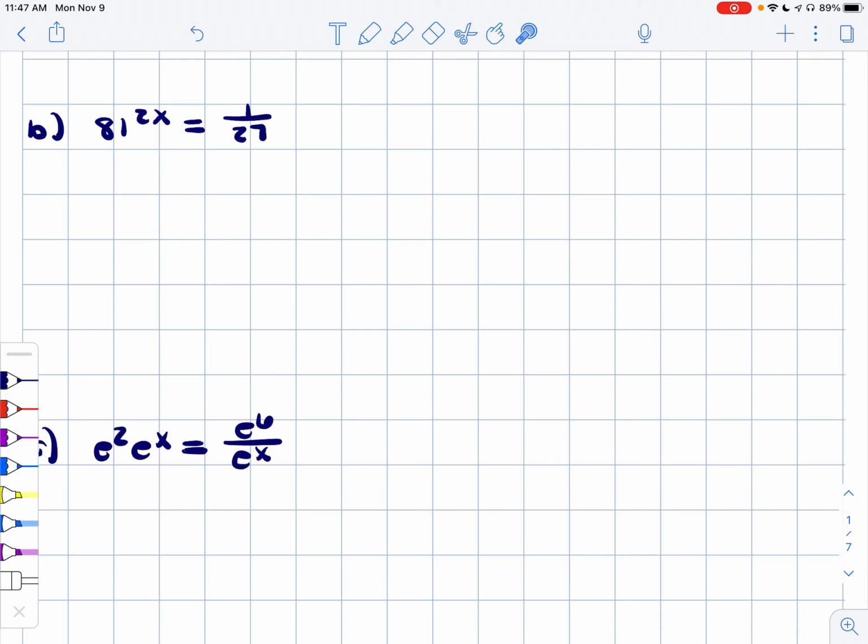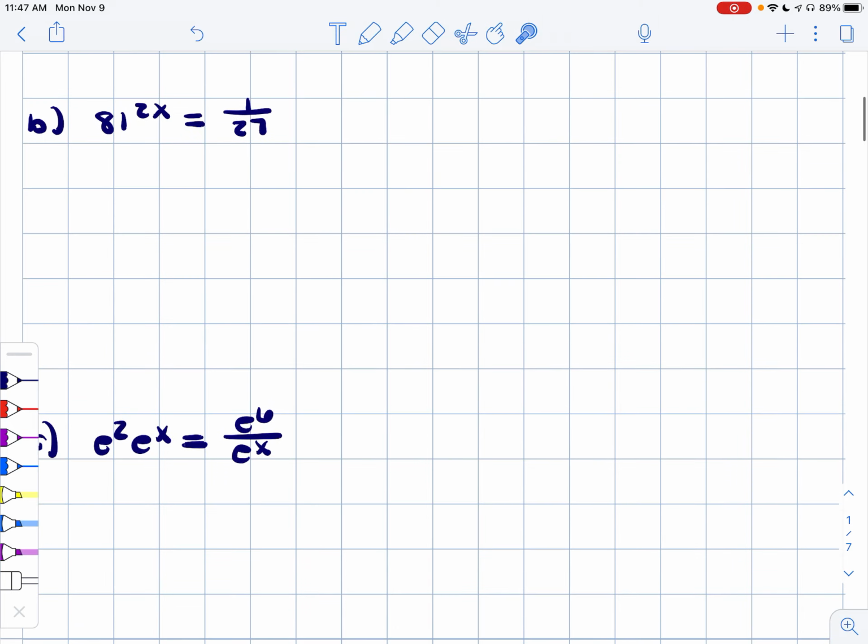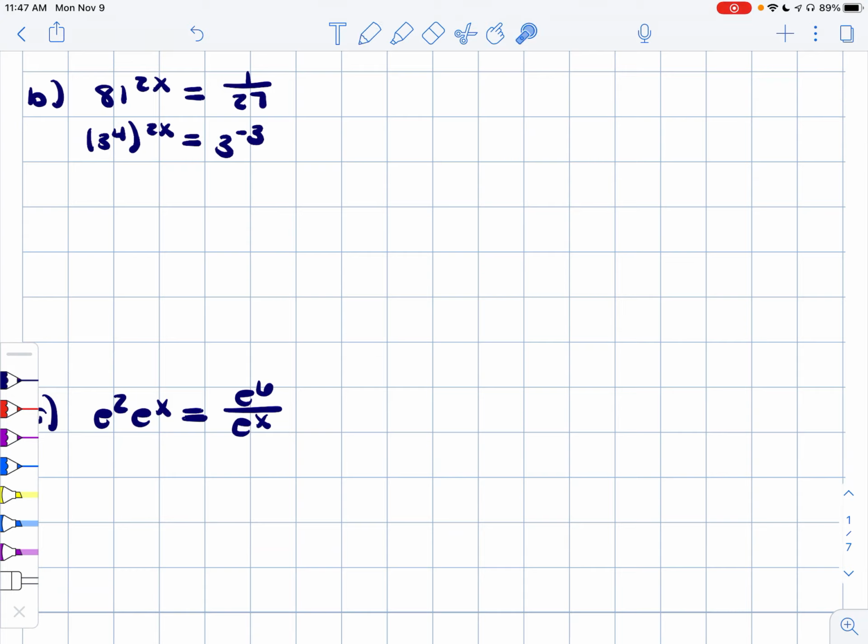Okay, all right, so on the left-hand side, we can rewrite 81 as 3 to the power of 4. And then on the right-hand side, we can rewrite 1/27 as 3 to the power of negative 3. All right, well then, we again have an exponent raised to an exponent, so we can multiply those. This would become 3 to the power of 8x is equal to 3 to the negative 3.